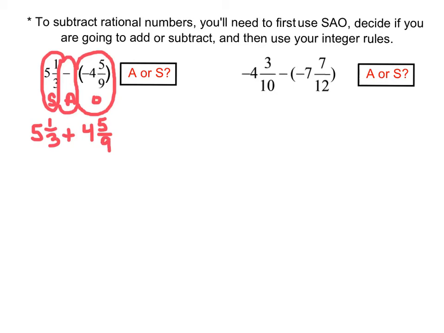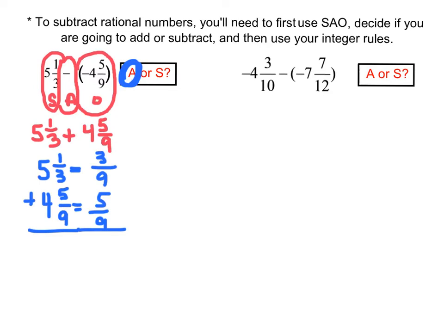Now, once you use SAO, then you have to decide whether or not you're actually going to be adding or subtracting these two mixed numbers. So in this problem, the signs are the same because it's a positive plus a positive. So when they're the same, we add them and then keep them the same. So pause the video, go ahead and add up your two mixed numbers, and then play the video to check your answer.